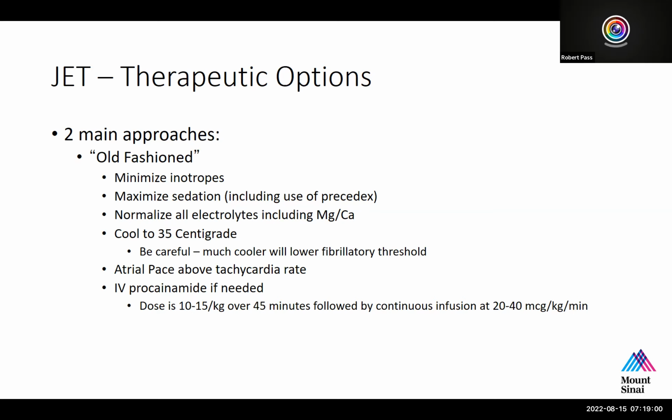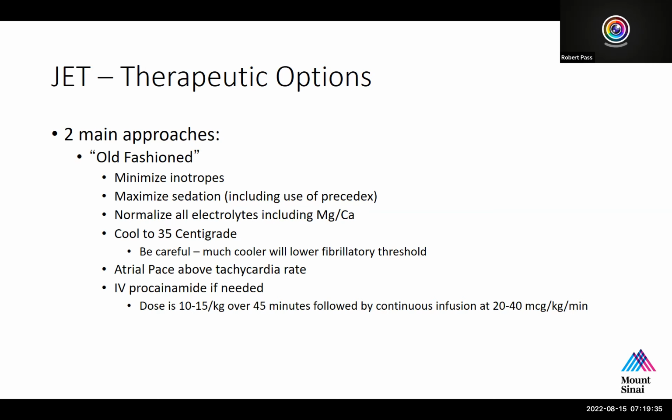At the very least, we never want a patient with JET to be febrile. So whether we were going to use amiodarone or use procainamide, we would always want the patient to, at the very least, be normothermic. However, if we're going to go this route of the old-fashioned approach, we would want to cool the patient down to 35 degrees centigrade. And it's very, very important that cooling a patient be done very carefully. Typically, we will do it with a cooling blanket, and we usually will have a continuous temperature monitor because it's very easy to overshoot and make a patient too cold.